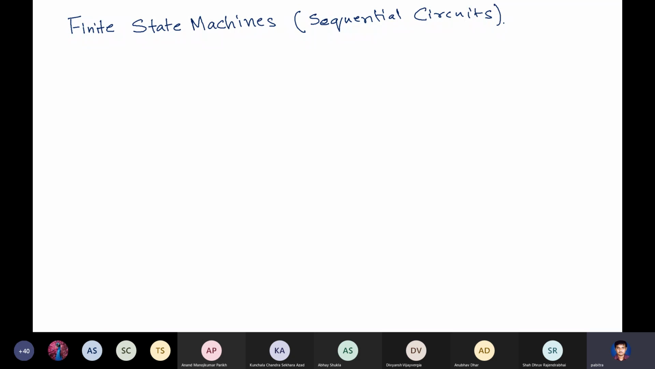I think the definition you all know. What we'll talk about today are two equivalent, note the term, equivalent representations known as the Moore machine and the Mealy machine. These are two equivalent forms of a finite state machine. I'll soon explain what a finite state machine is, maybe with a very simple example.